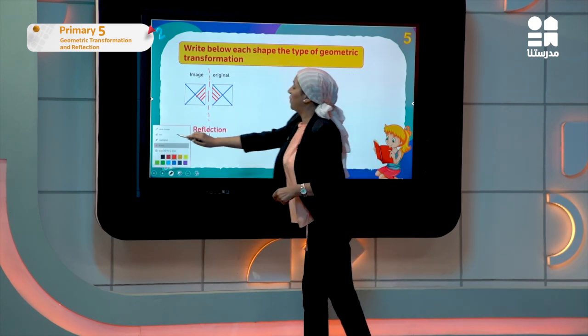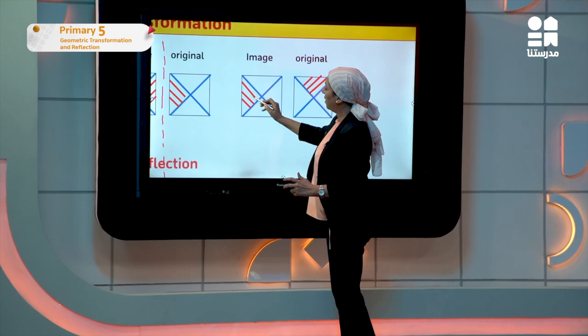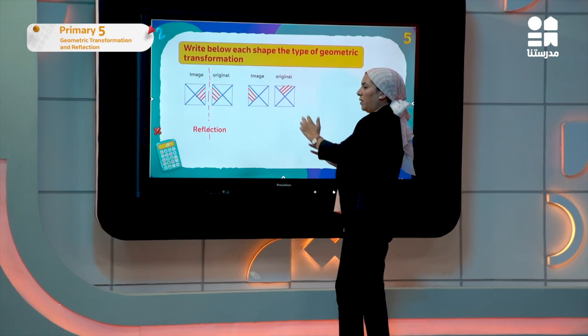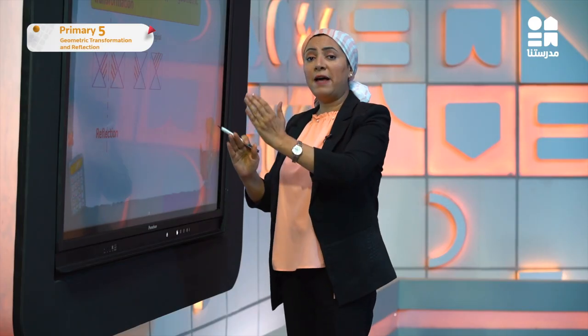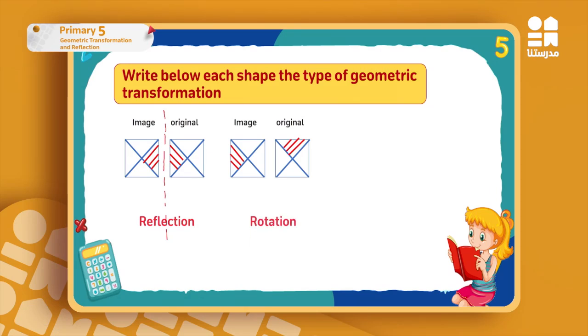So let's move to the other one. Here I have this one, it's the image, and this one is the original. So here I want to know what happened here. في هنا تغيير؟ في تغيير. ايه نوع التغيير اللي حصل؟ انه البارت ده هو اتغير ب some angle، بزاوية معينة. هو اتحرك بس اتلف معايا بزاوية معينة. اتلف دي معناها rotation. So this one is called rotation.